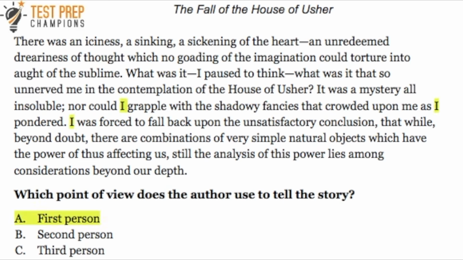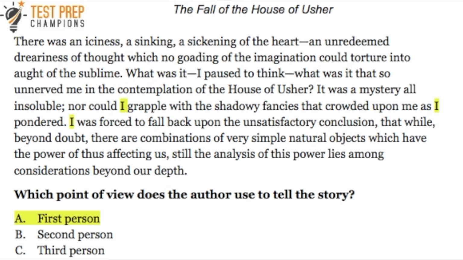Okay, so the correct answer here is A, first person. And the clearest clue that a story is in first person is when you see the word I. If there's a person telling the story and the person is saying, I did this, or I thought this, or I was forced, or whatever it says here in this story, that word I is a clue that we're in the first person. So if I said, I walk up the stairs, that would be first person. Now, second person, a clue is that you're going to see the word you a lot. So if I said, you walk up the stairs, that would be second person.